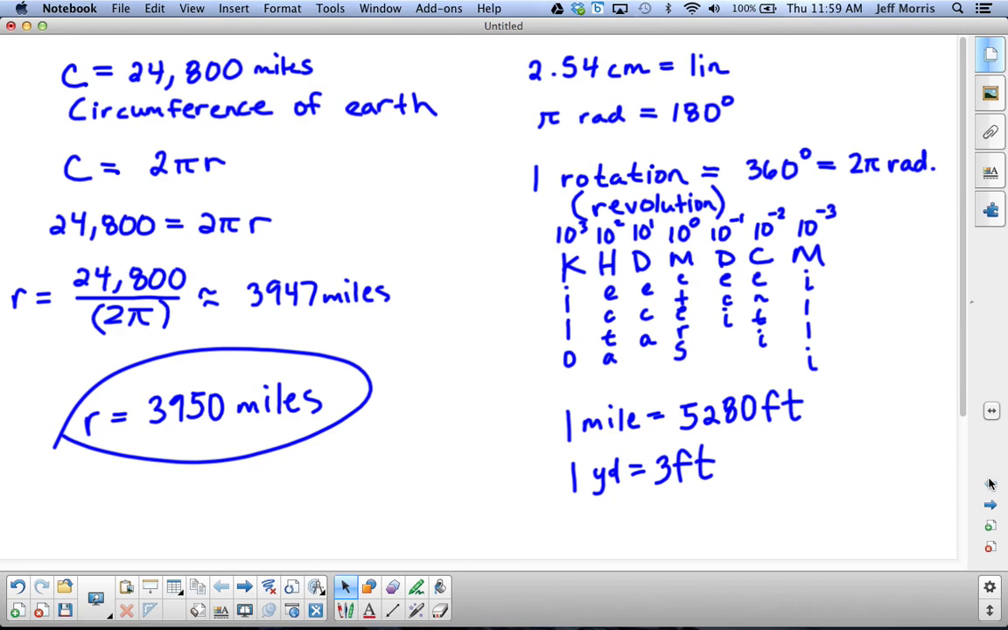Because it treats pi as something separate, you have to put parentheses around the 2 pi. So don't clear that. Type in 24,000 divided by 2 pi.